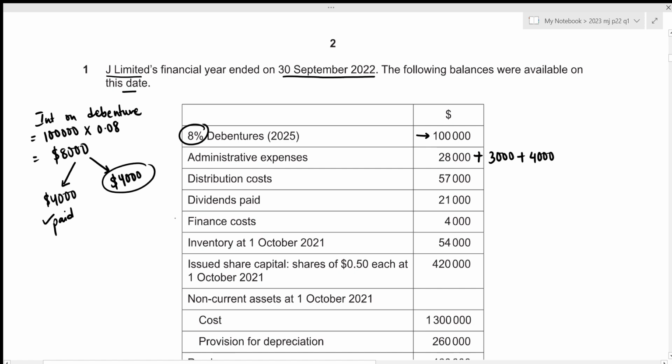And the finance cost is given right here, which includes 4,000. This 4,000 is just the interest for the first half of this year, which is already paid. But if we're trying to prepare the statement of profit or loss, we need to charge the entire interest on debenture as our finance costs.